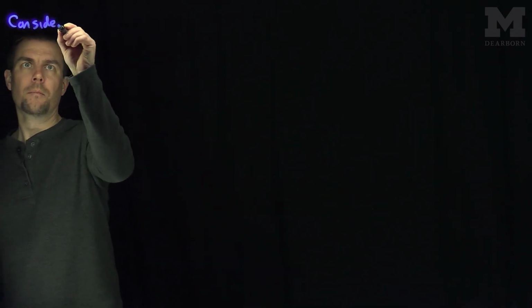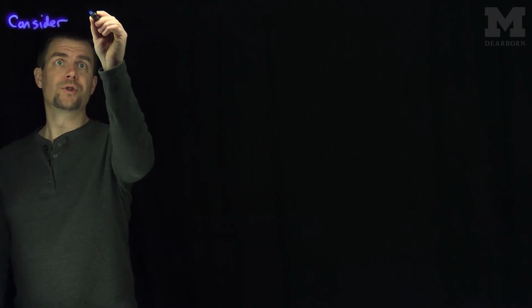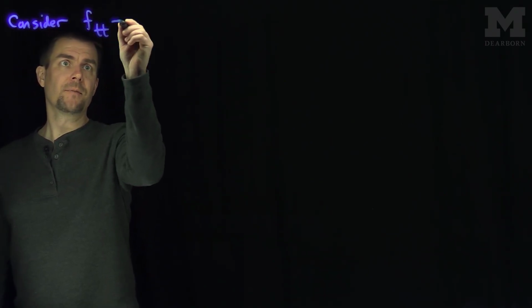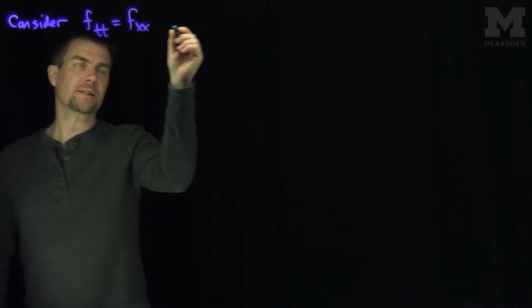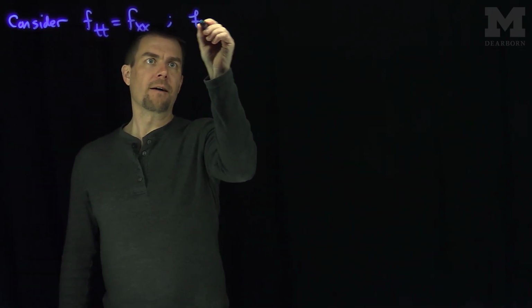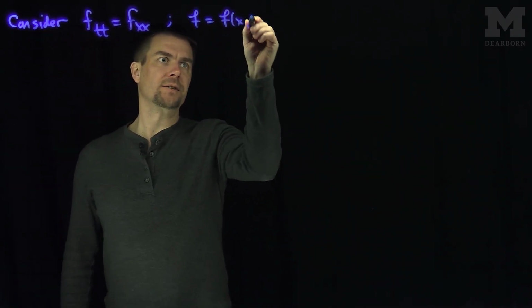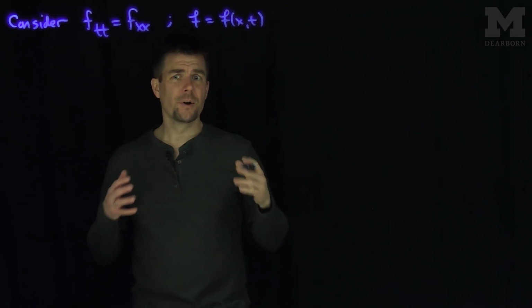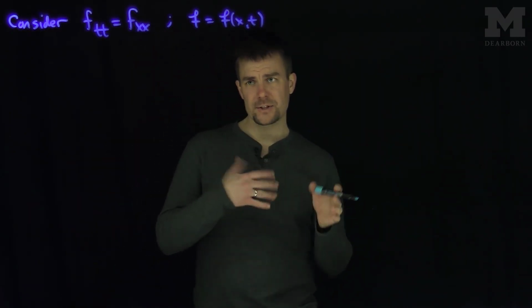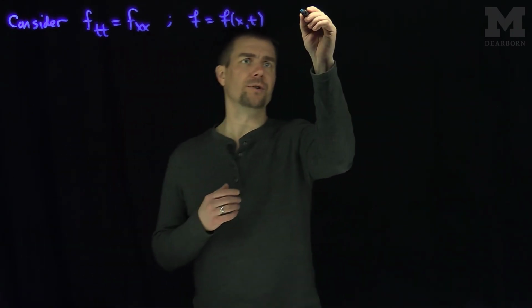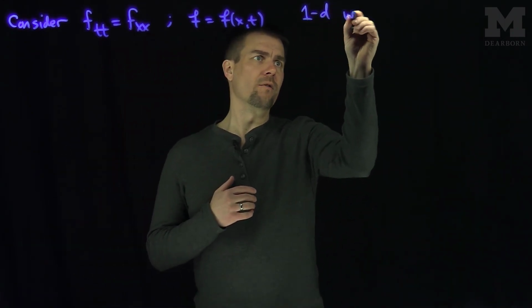Hello students, in this video we'll see how the chain rule can help us find a general solution to the one-dimensional wave equation. Let's consider the one-dimensional wave equation, which is f_tt equal to f_xx, where f is a function of x and t. In this context, we typically think of t as time and x as space. So this is the 1D wave equation.